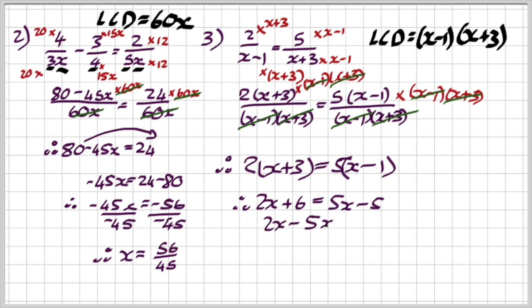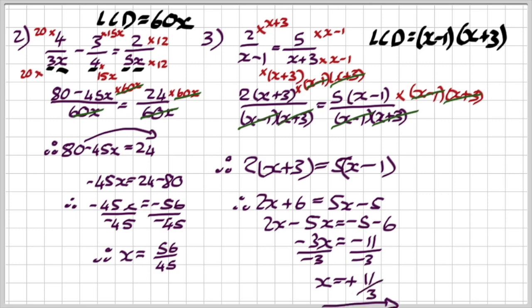So I'm going to subtract 5 on both sides, and add and subtract 6 on both sides. And this leads me towards negative 3x equal to negative 11. Dividing by negative 3, my answer is 11 over 3.